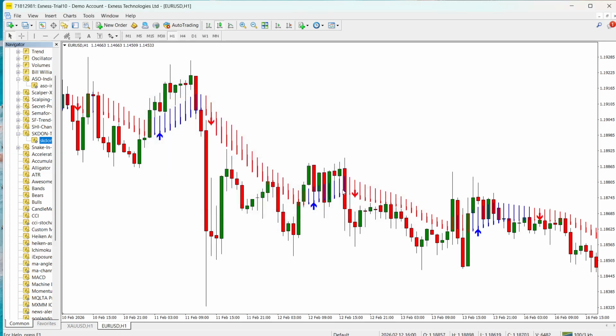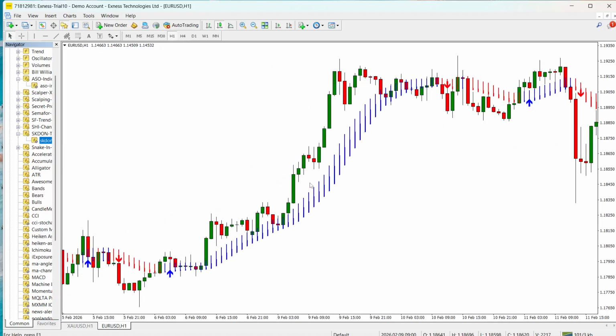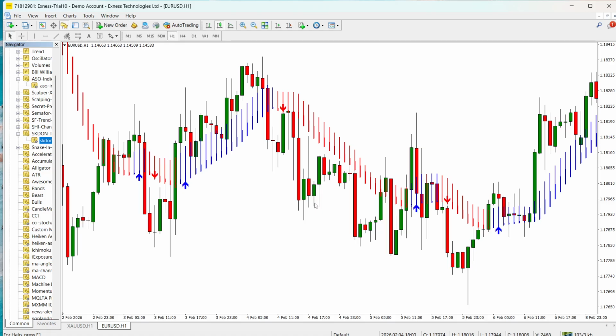Alright, so who is it for? The SKDON Trend Indicator is suited to traders who want a simple visual trend filter for use on intraday or higher time frames. It is a lagging analytical tool only.